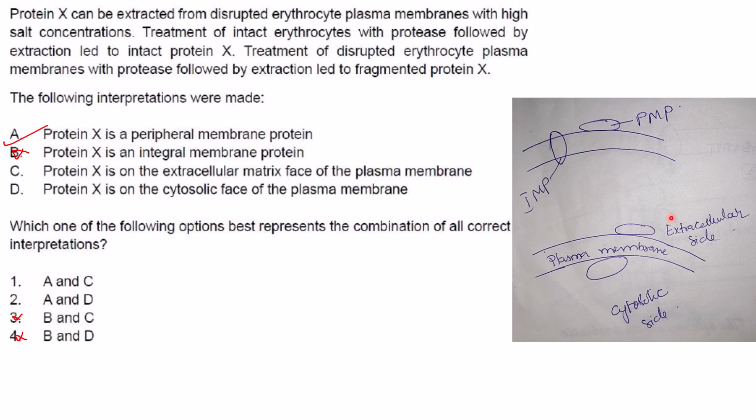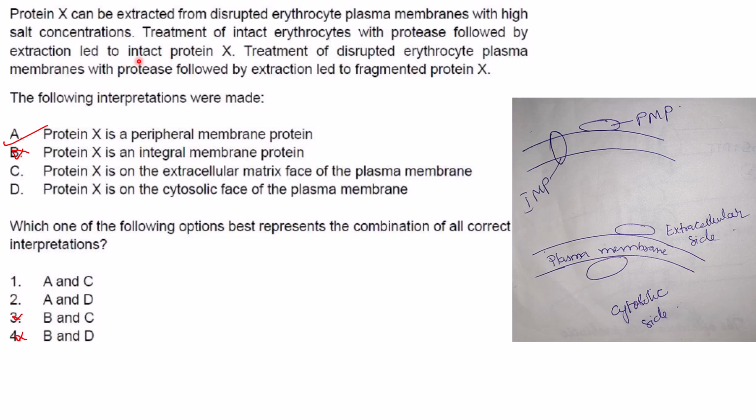Okay, to know whether it is on the extracellular side or the cytosolic side, what the experimenter has done was, he took intact erythrocyte membranes. Okay, intact erythrocyte, no disruption of the plasma membrane, and he treated with protease. Protease, what will it do? It will fragment your protein into pieces. Okay, so treatment of intact erythrocyte with protease followed by extraction. Then he extracted the protein using high salt concentrations.